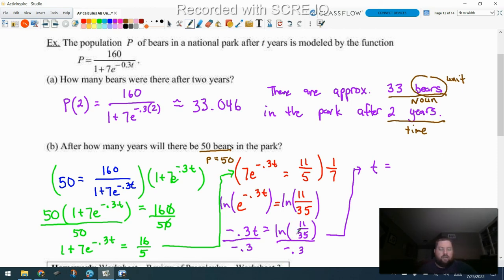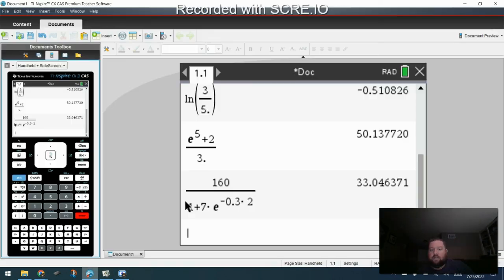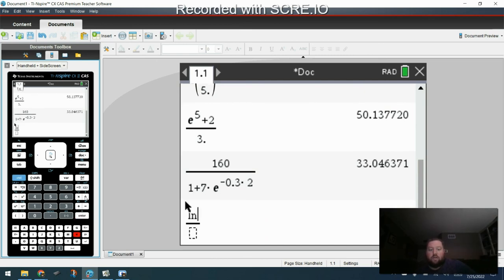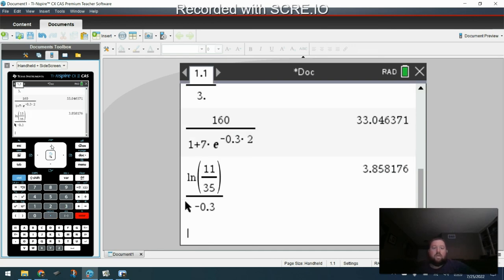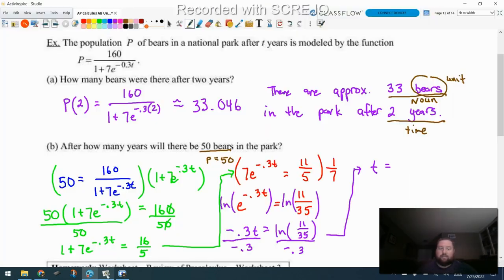But I know even before typing this in, this is a positive number because I know this natural log is negative, and I know I'm dividing by a negative. So a negative divided by a negative is going to be a positive. All right, so let's type this in and see what we get. So hit Control divided by to get my fraction, natural log of 11 over 35, and then on the bottom, negative 0.3. So 3.858. And that's in years. We don't round off years because you can have 0.858 of a year.